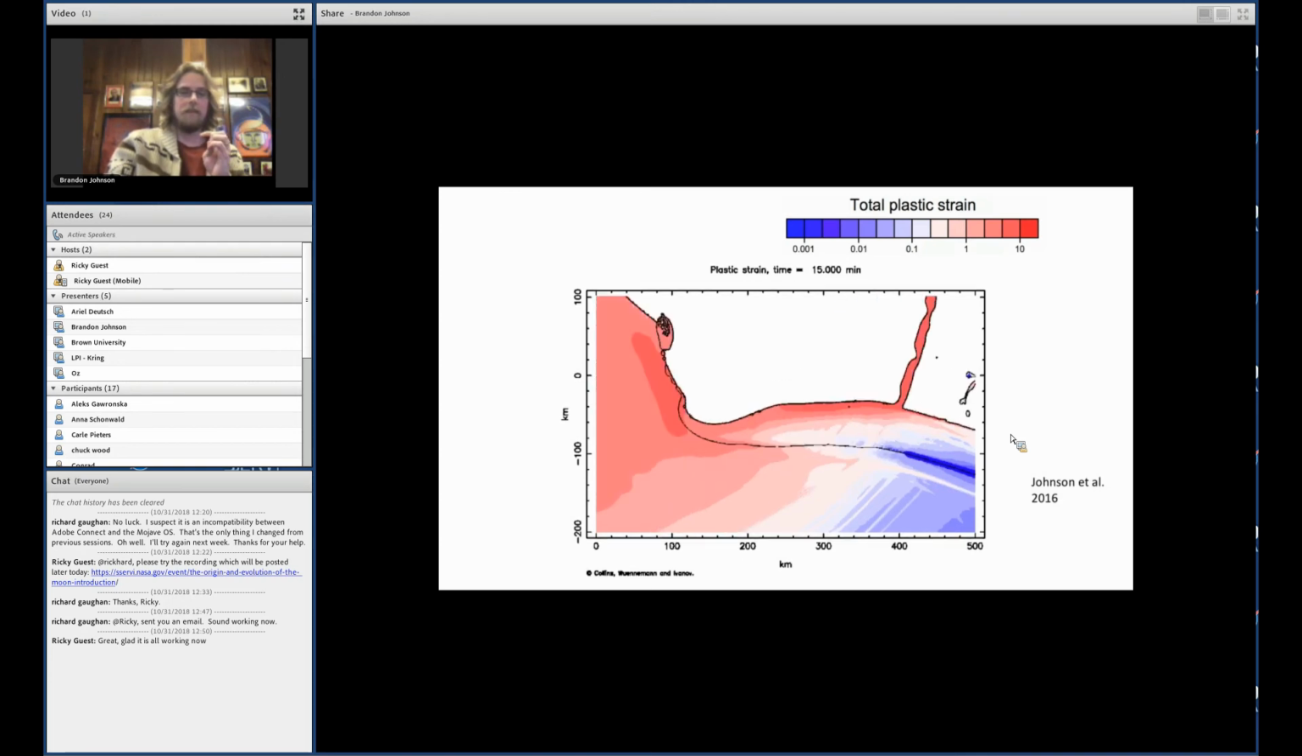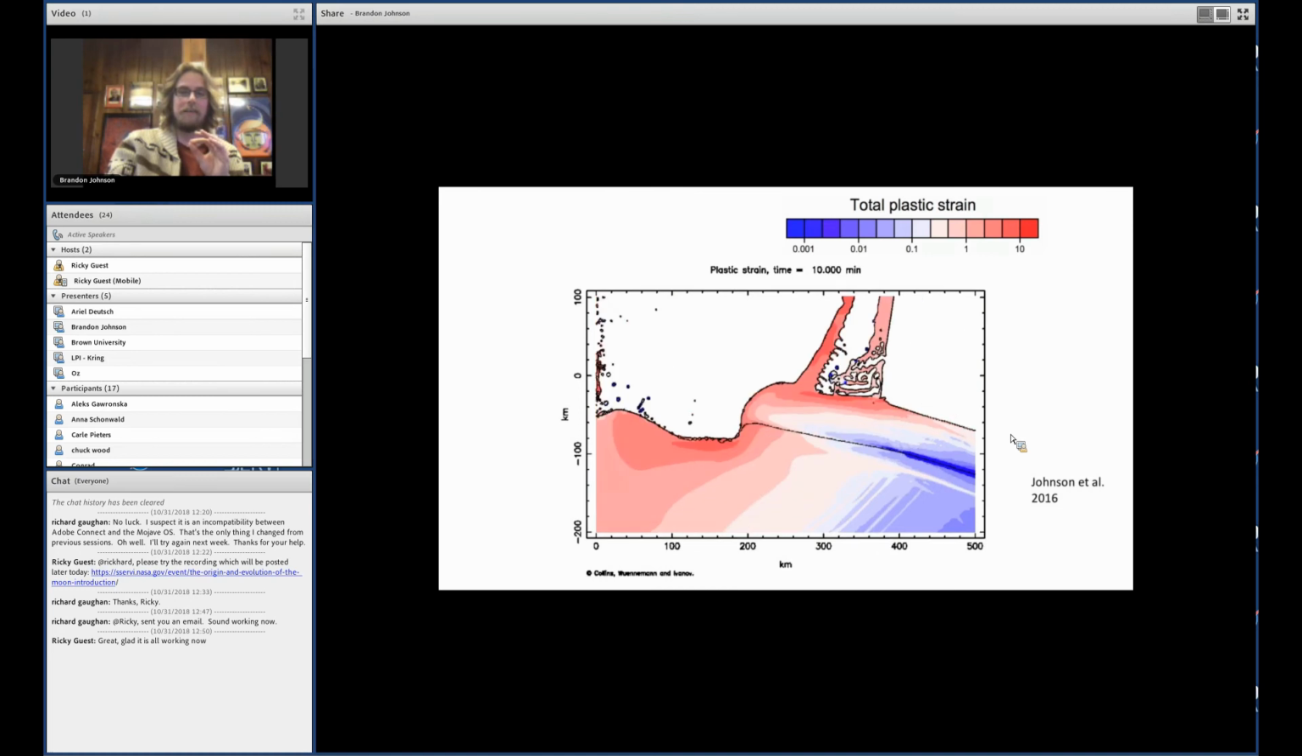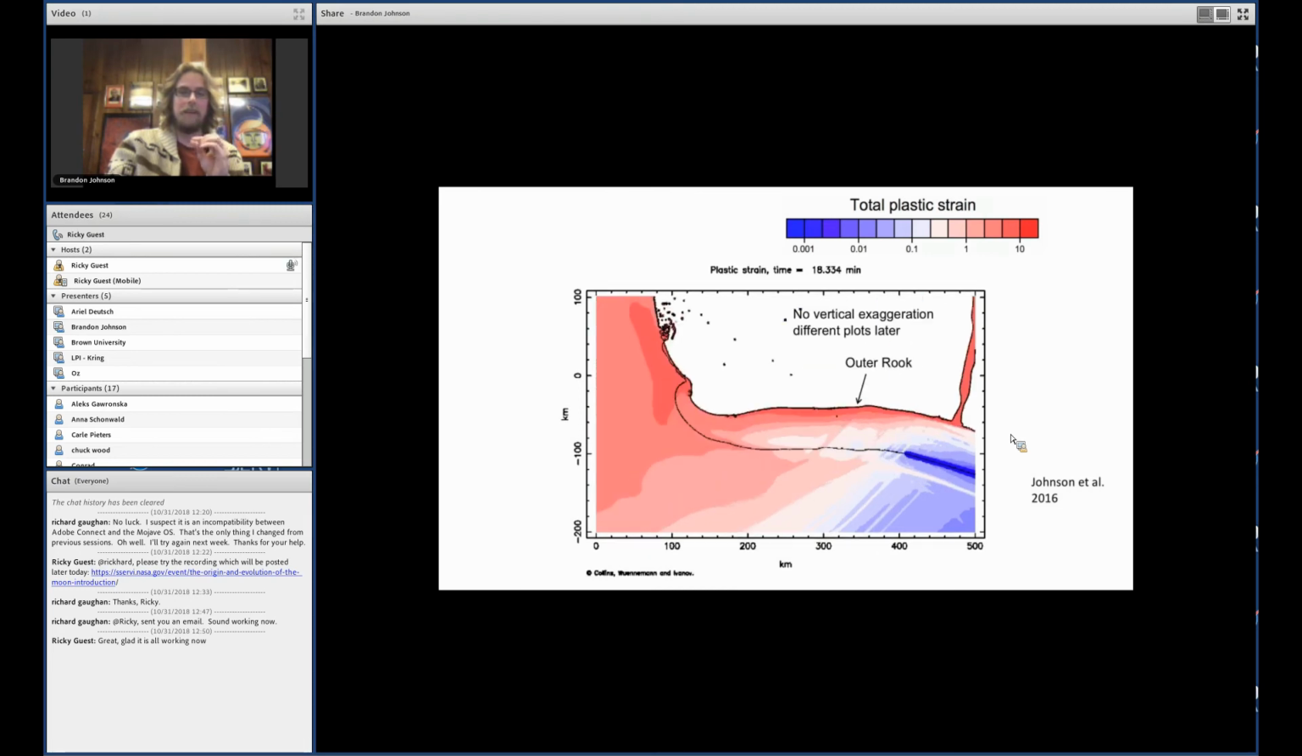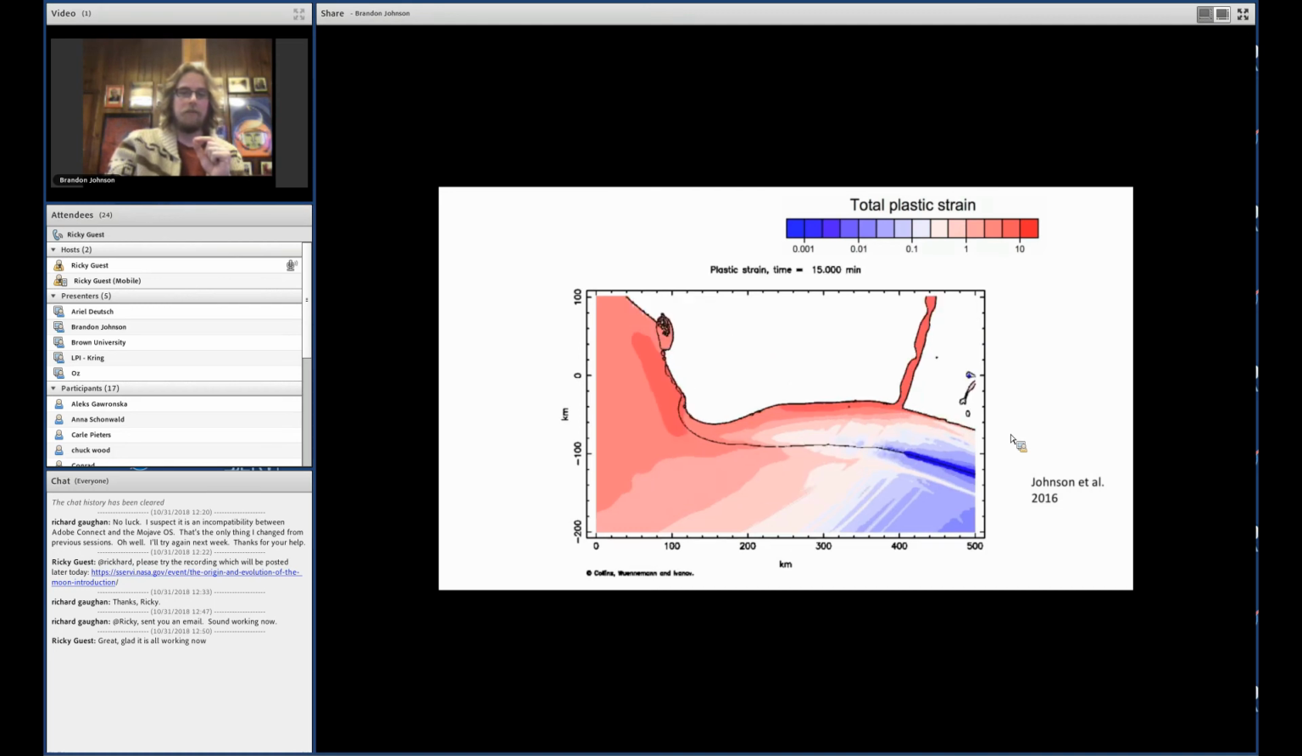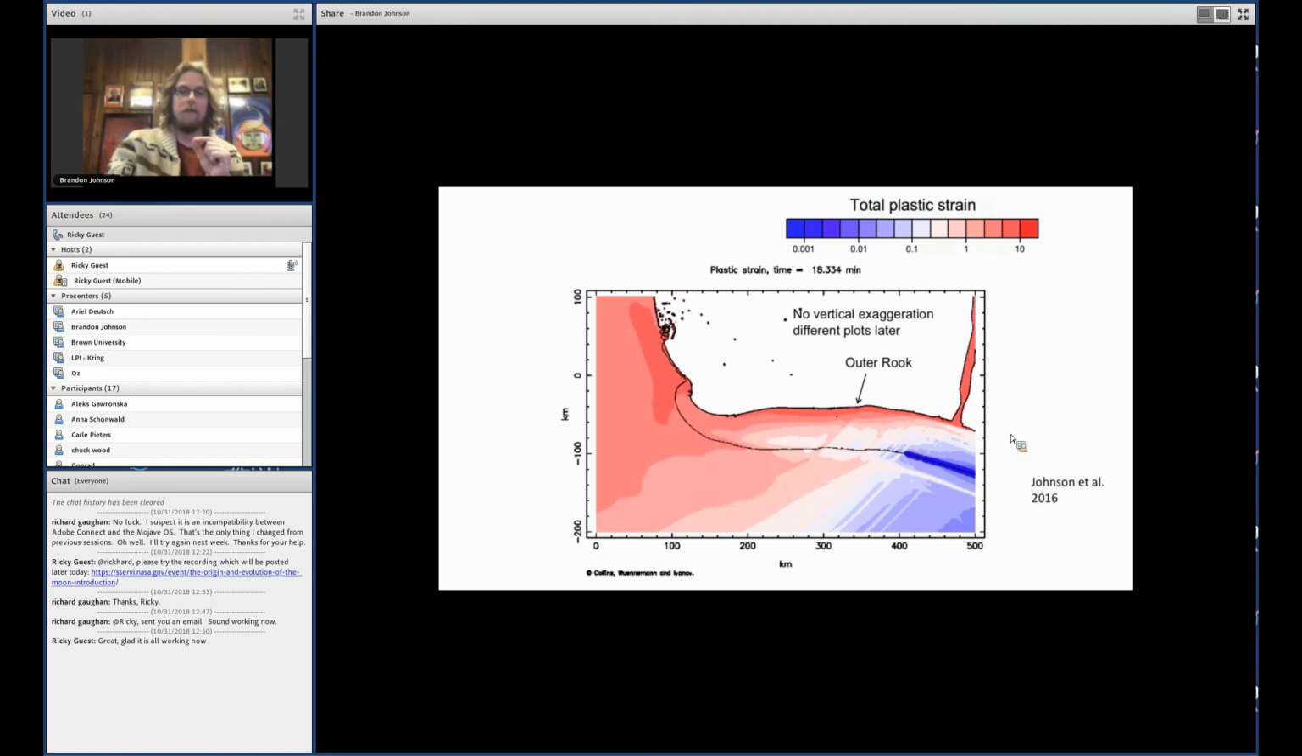Then at 15 minutes into the impact, we have a central uplift that's over 100 kilometers high and about 200 or so kilometers in diameter. So this is a pretty spectacular event. We can start to see some indications of localized total plastic strain. At 18 and a third minutes, we have the formation of the outer Rook here, from the inward flow of this warm, weak material at depth.